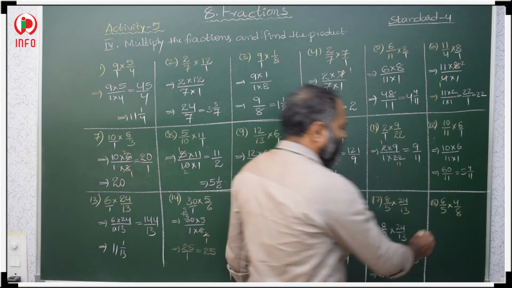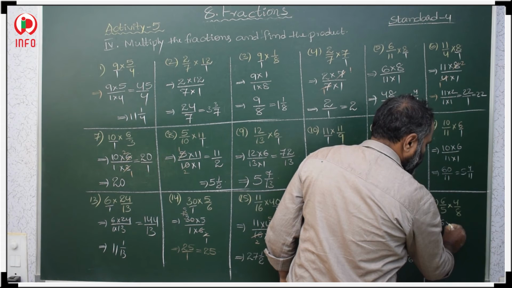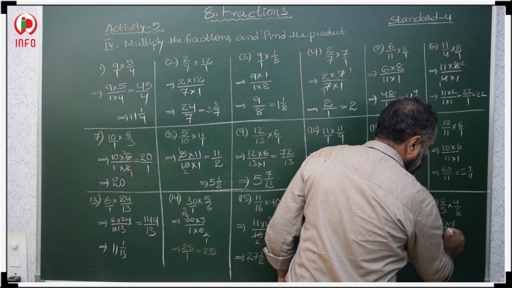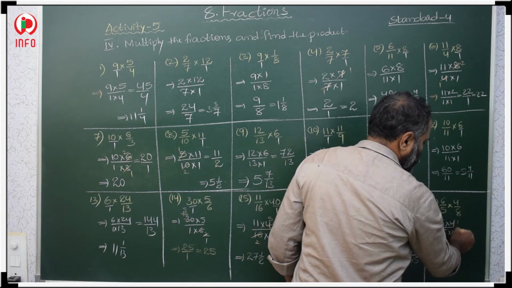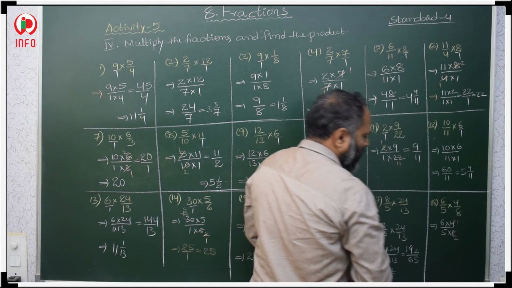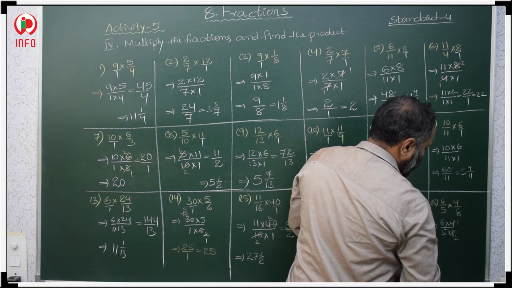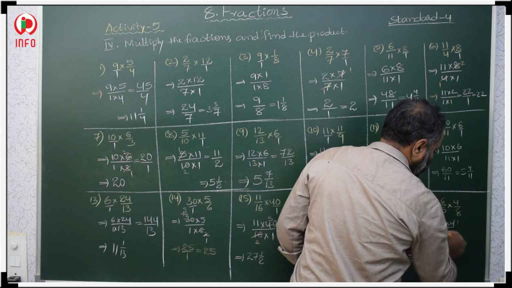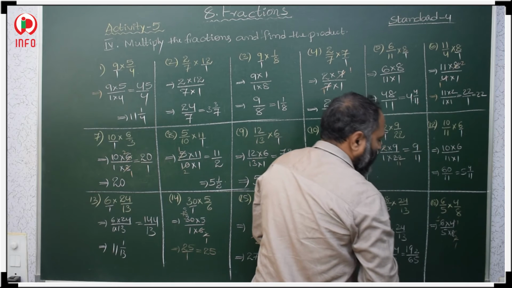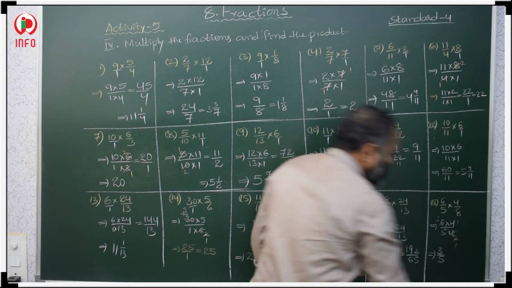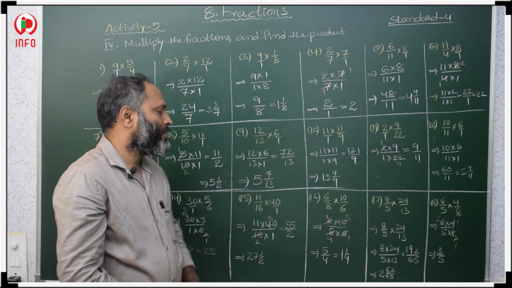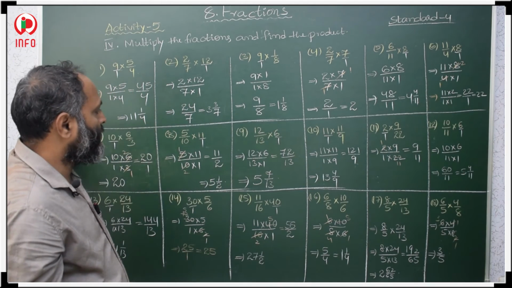Now here 6 into 4 by 5 into 8. These two have common factor 4, 4 1s are 4, 4 2s are 8. Then again these two have common factor 2. 2 1s are 2, 2 3s are 6. Then in the numerator 3 1s are 3 by 5. This is a proper fraction.